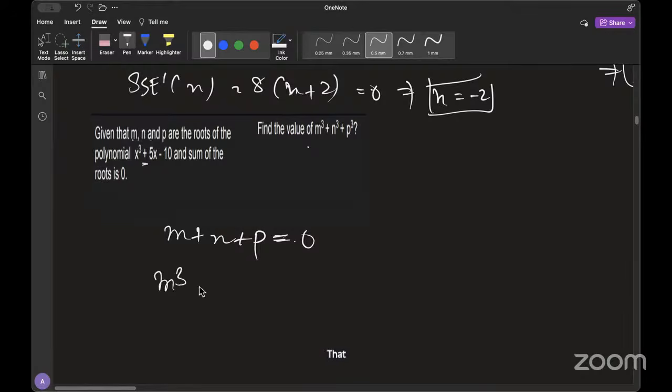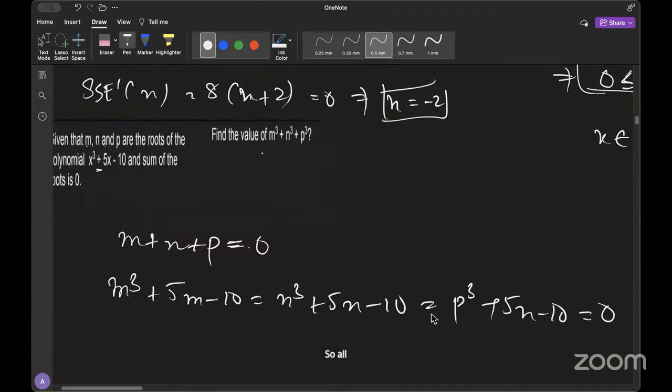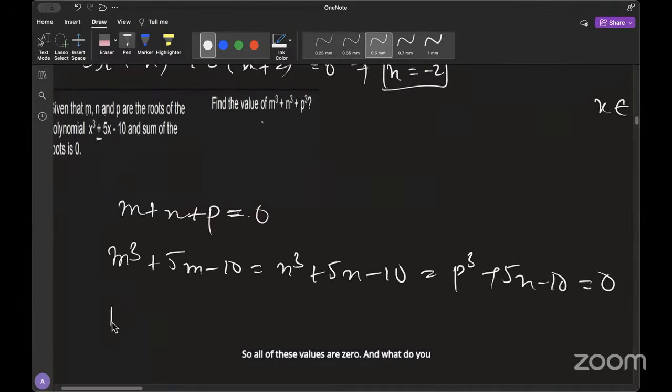That means m cube plus 5m minus 10 should be equal to n cube plus 5n minus 10, which should be equal to p cube plus 5p minus 10, and I have equated all of these values because all of them are 0. And what do you have to find? You have to find the value of m cube plus n cube plus p cube.